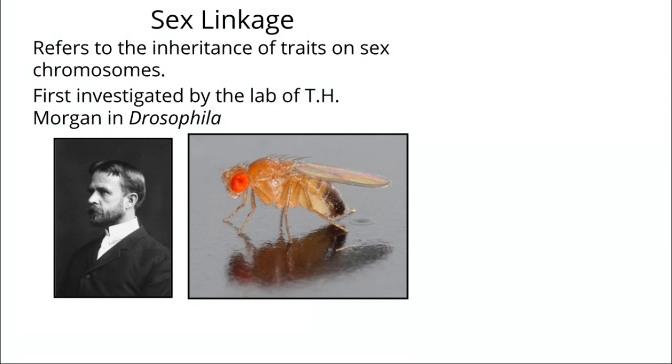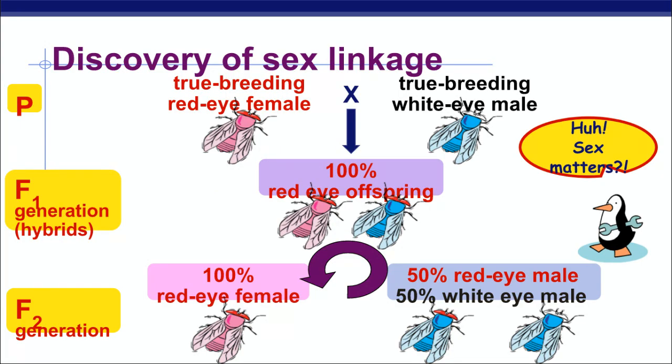Sex linkage refers to the inheritance of traits on sex chromosomes, and it was first investigated with the Drosophila fly, the fruit fly. So discovery of sex linkage occurred when we had a true breeding red-eyed female with a true breeding white-eyed male. And when we say true breeding, that means it's purebred. It's pure. It's got a homozygous genotype for that. When these combined, the F1 generation, we had 100% red-eyed offspring. Okay, that would suggest that the red eye would be dominant.